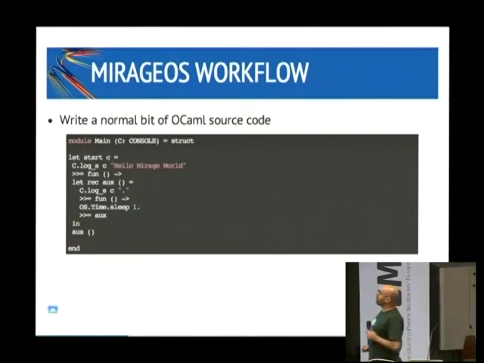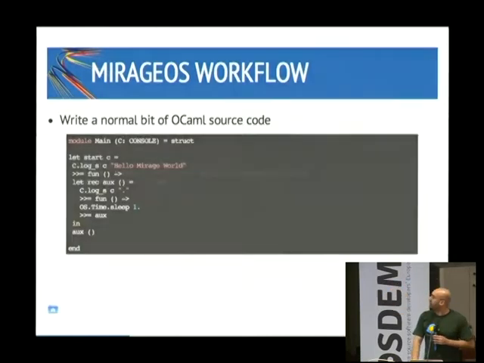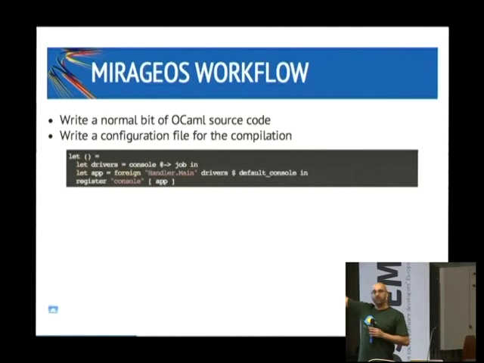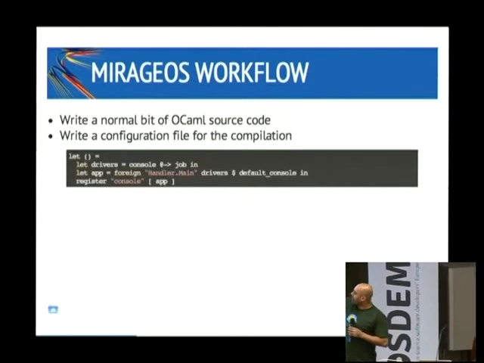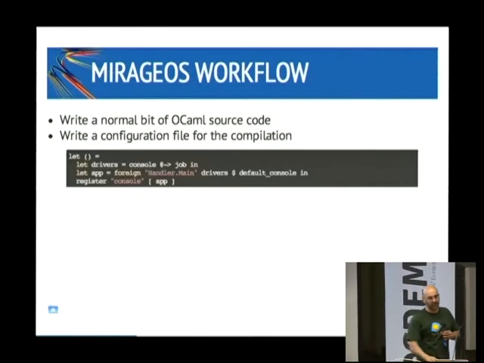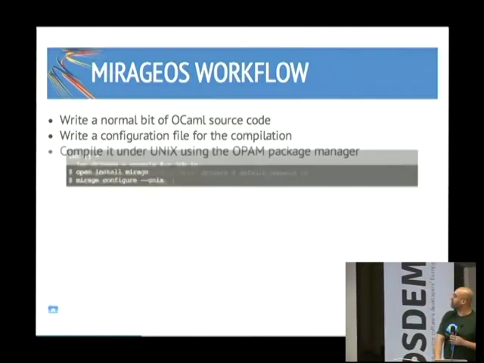So we write a normal bit of OCaml code. We'll come back to explain what this is shortly. This one is just a simple one that's saying hello world, and it's looping and printing dots every 1 second. When you do the source code, then we have to write a configuration file. And this is just more OCaml. And we define the device drivers in OCaml for what this job is. In this case, I'm just saying that there's a console and it provides a job. And I want to hook it up to my default console and register the application. So it's a simple device driver, and we'll talk about more.